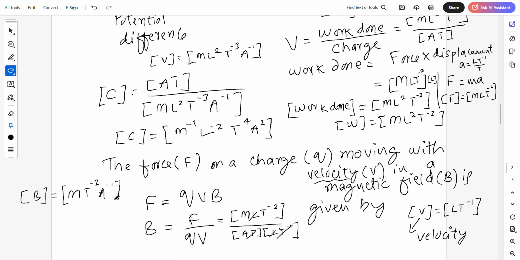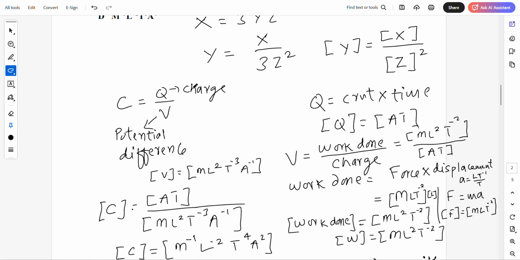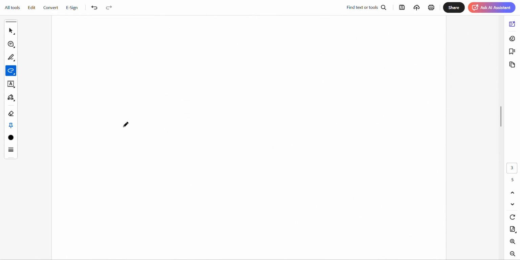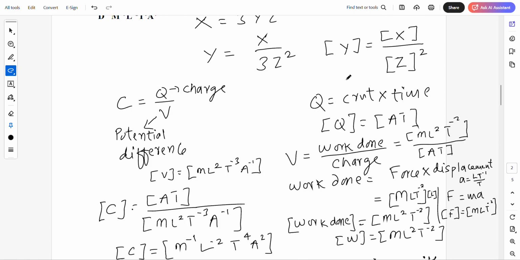Now we got the dimensions of capacitance and magnetic field. Now we have to simplify for this equation. Y is equal to X divided by Z the whole square. I have written the equation here, X by Z.